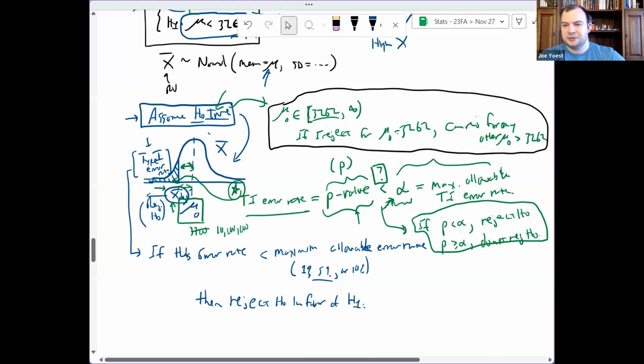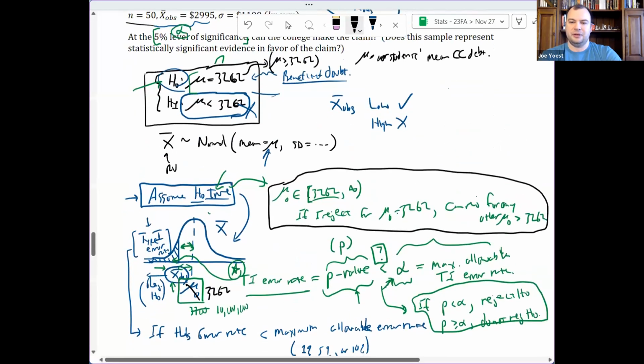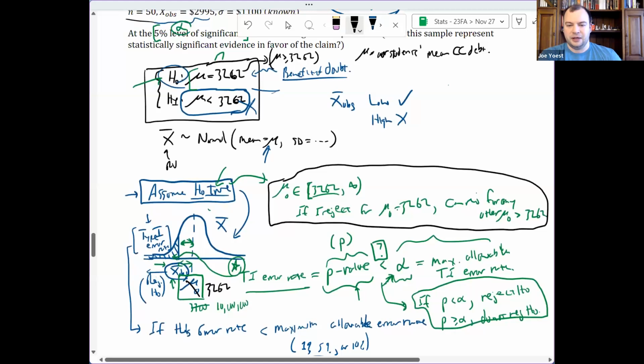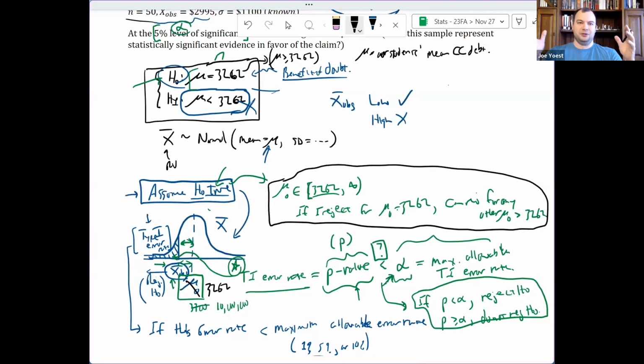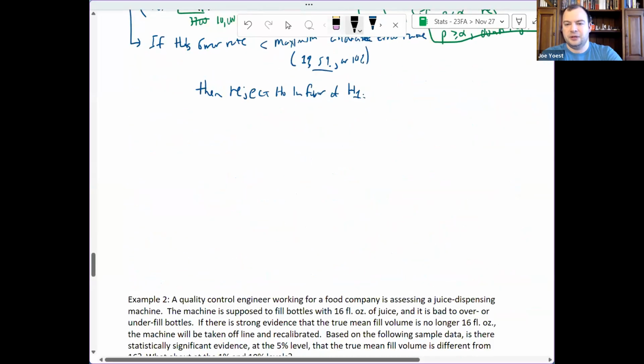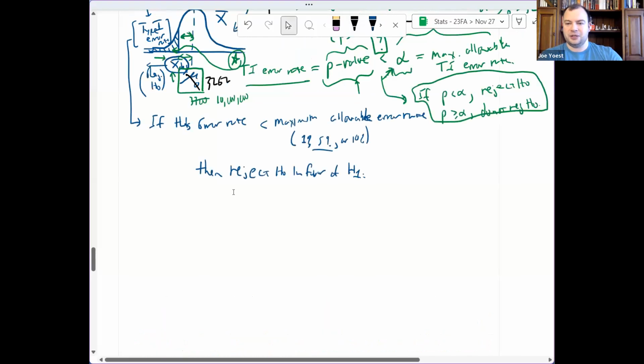Okay, so we now can put a 3262 here. And at this point, believe it or not, we have enough information to do all the computations we need. So I'm going to clean this up just a little bit here.